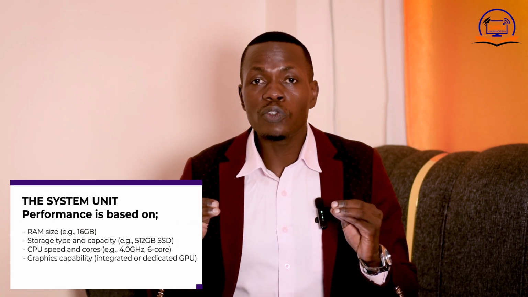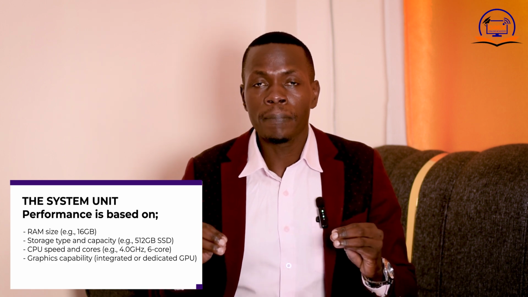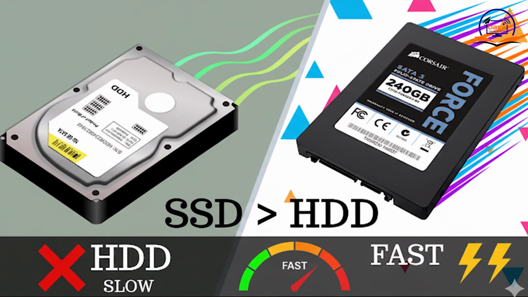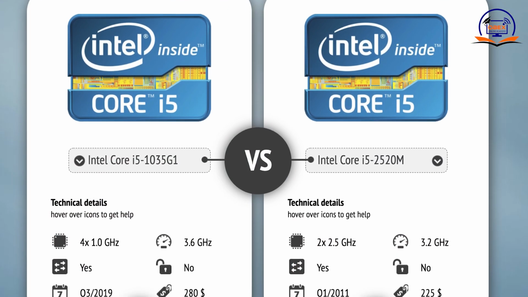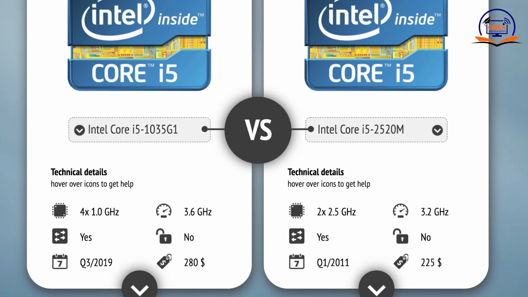So the quality of a good computer is actually based on the features and the specification of the system unit. A good system unit is based on these things that I'll mention. Number one is RAM, the amount of memory that is installed inside the system unit of that computer. Number two, the storage type and capacity. Some computers use HDD and others use SSD. Then from there, we have the CPU speed and the cost.